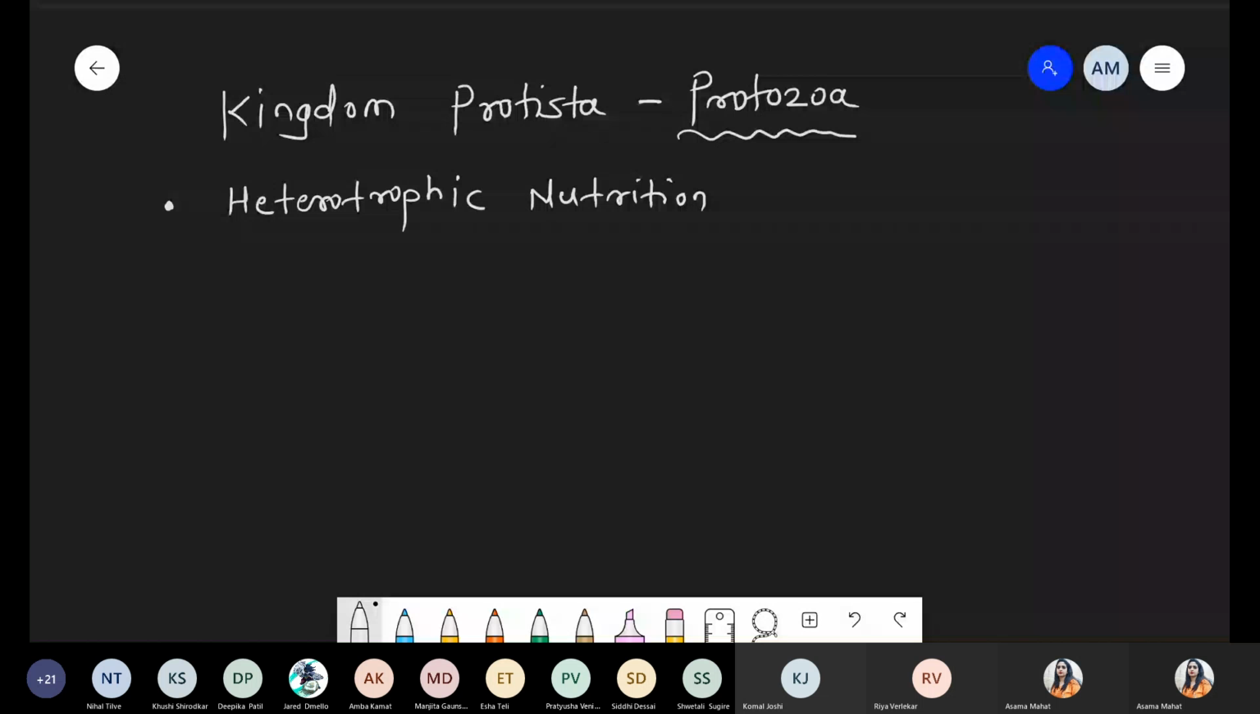So heterotrophic nutrition, right? Under the heterotrophic nutrition, the first category we are talking about, number one, is the amoeboid protozoa.